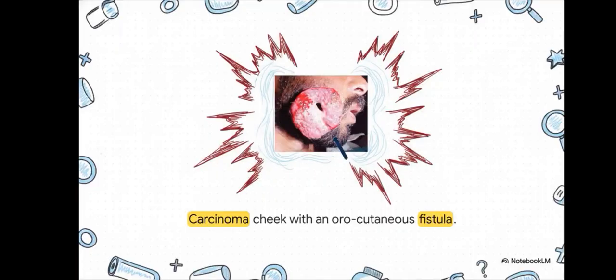Our final case file is a pretty severe acquired condition. It's a carcinoma of the cheek that's resulted in an oral cutaneous fistula. What happened here is a malignancy inside the oral cavity aggressively infiltrated outward. It just ate right through the tissues until it breached the skin. This creates a direct, completely abnormal communication between the inside of the mouth and the exterior of the face. It perfectly illustrates how malignancy is a massive cause of persistent fistulas.